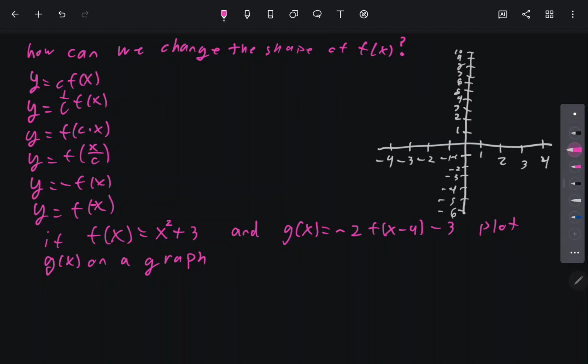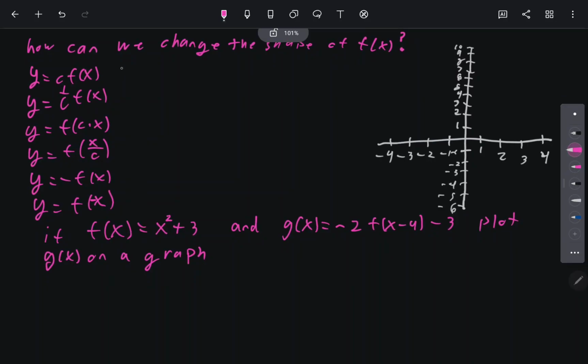So c times f of x is going to stretch the graph f of x by a vertical factor of c. What that's really going to look like is, how do I want to explain this? It's like you're pulling it. It's kind of hard to explain, but we're just going to write down that it's going to stretch the graph f of x by c.